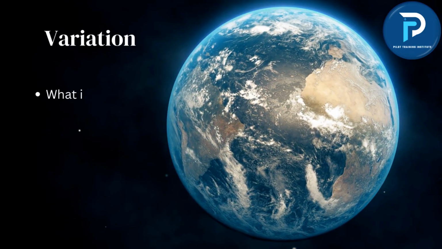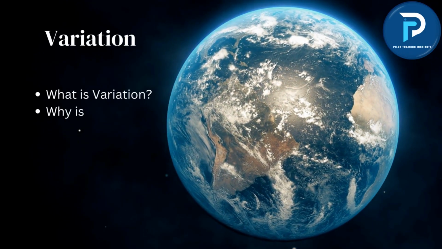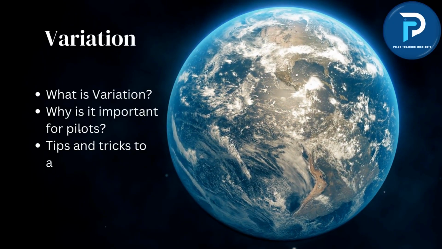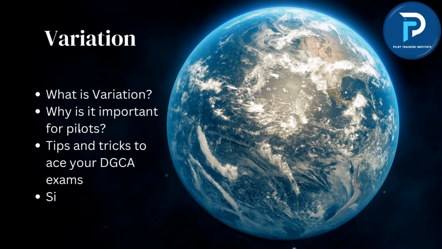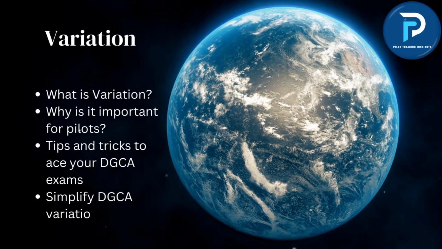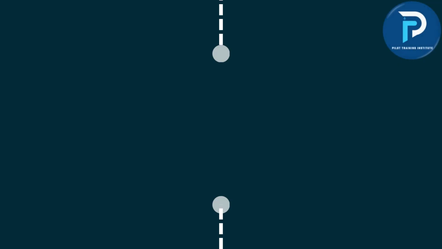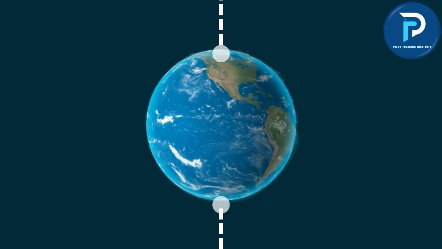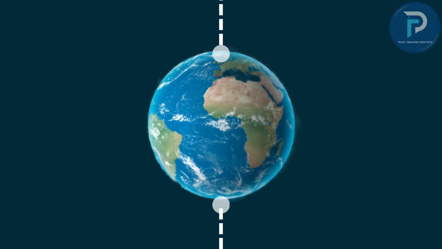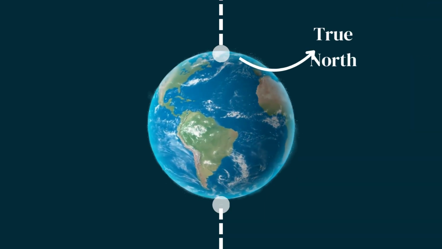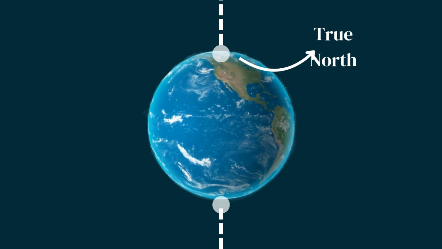So today we'll talk about variation. What is variation? Why it is important for pilots, tips and tricks to ace your DGCA exams, and simplify DGCA numericals. Now, we know that we have a true north. Remember, this is on top of the earth and it's a fixed point. Remember it like this. T stands for true north on top of the earth and it's a fixed point.